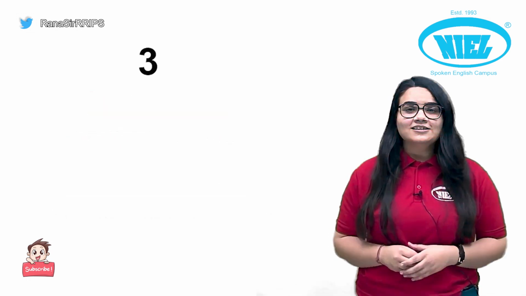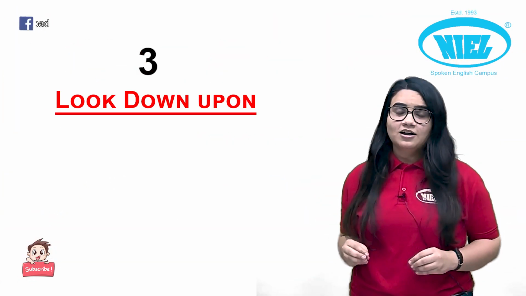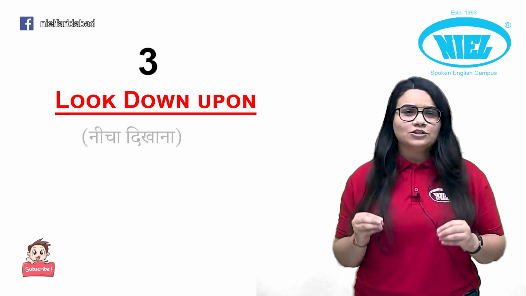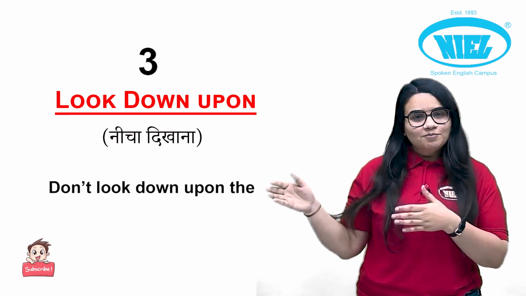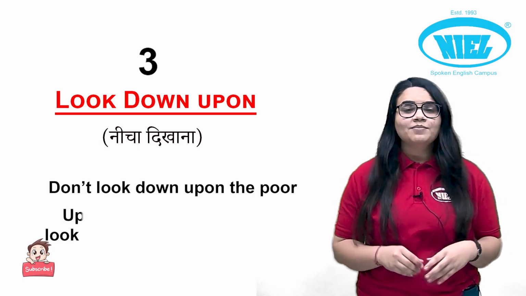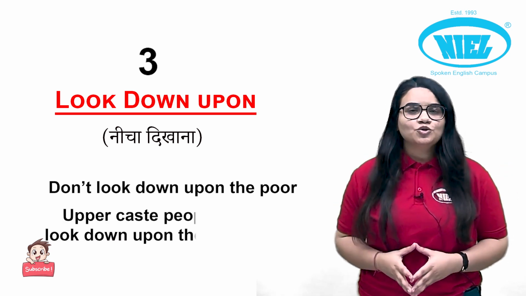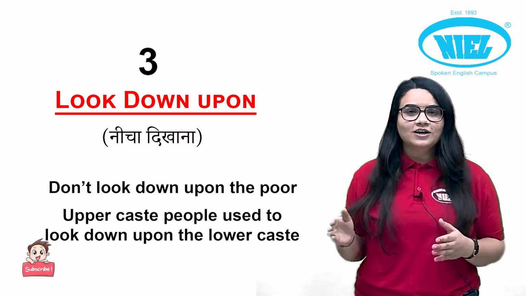The third is look down upon. Look down upon means किसी को नीचा दिखाना. Like, don't look down upon the poor. Or we can say, upper class people used to look down upon the lower caste.